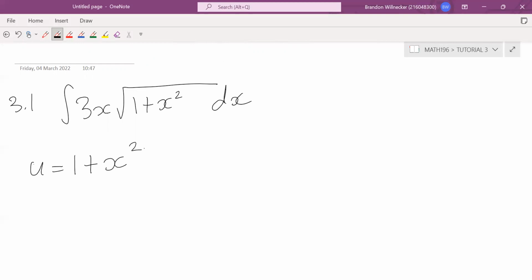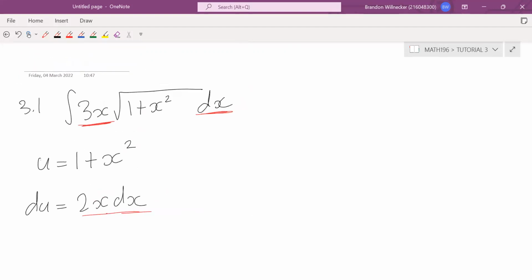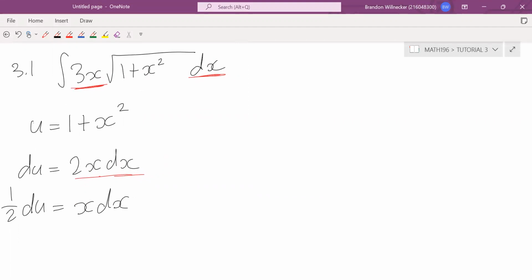That's good. Now we need to find du. So du is going to be the derivative of that. So we're going to get 2x dx. Okay, but we've got a little bit of a problem here. Our integral has 3x dx. This gives us 2x dx. So we need to fix that. That's easily done. Just a bit of manipulation. So 1/2 du is equal to x dx, but we want 3x dx. So that means 3/2 du is given by 3x dx.